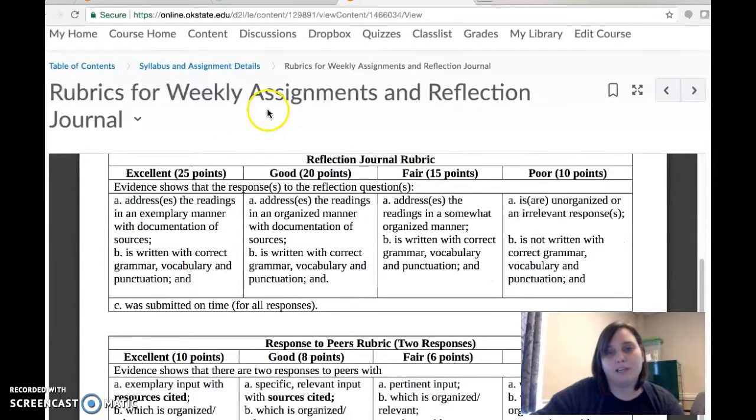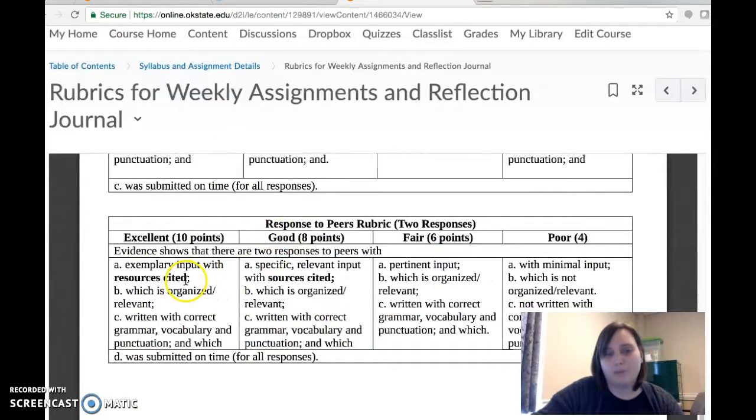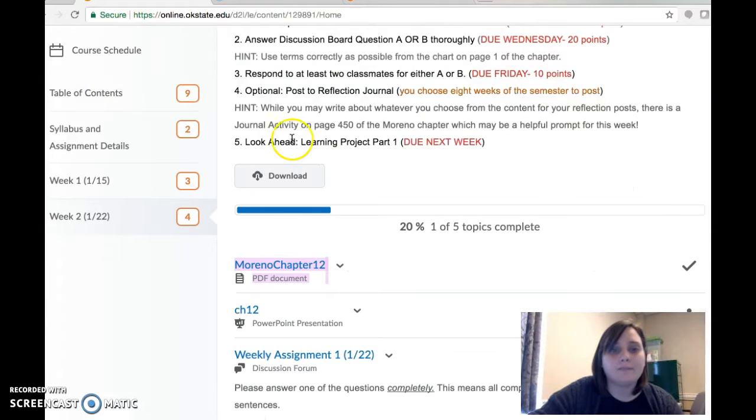There are also rubrics here for your reflection journal and for your peer responses. So you'll notice for full points for peer responses, you also have to cite the textbook. Like I said, it's really important to me that you're engaging with the content because I'm not there face to face to sort of shove it at you. So I have to trust that you're reading the book on your own, and your discussion boards are my way of seeing that.